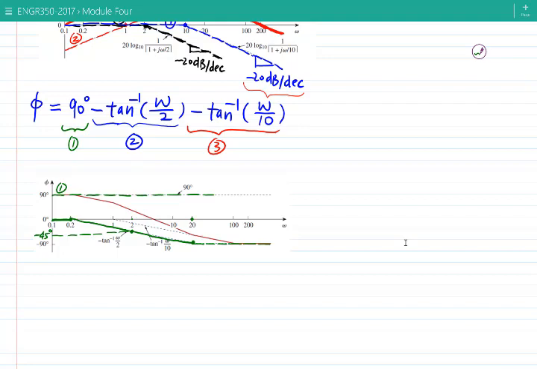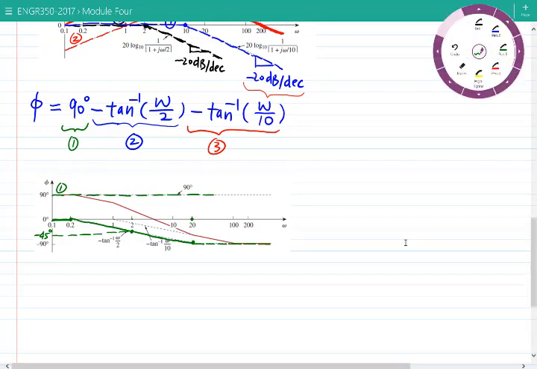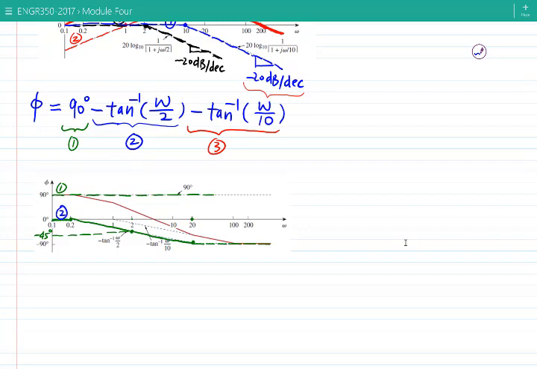Okay, so this is factor number 2. Let me use blue color. So factor number 2, the corner frequency is equal to 2. Okay, so let's look at factor number 3. Factor number 3 is very similar to factor number 2. The difference here is that the corner frequency is 10. So the corner frequency here is 10.